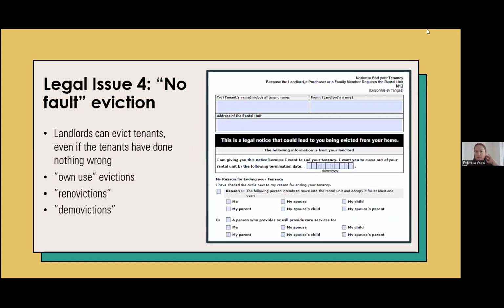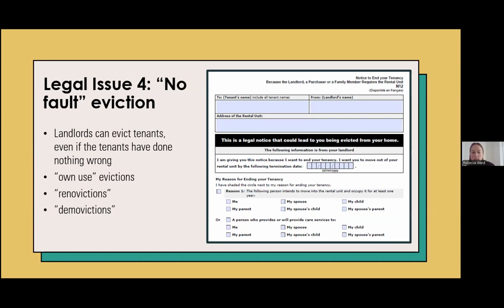Okay, the final type of legal issue that I want to go over is no-fault eviction. So this is where the tenant is not at fault. The tenant hasn't done anything wrong, but the landlord is still allowed to evict them. There's a handful of legal bases for eviction that a landlord can use that are no-fault evictions. One is N12s, which is what I mentioned earlier. Maybe you'll see your clients have a lot of them; I see a lot of those at our clinic. This is when the landlord is saying, I want to use the rental unit. I want to move back in. Or somebody in my immediate family unit wants to move in.